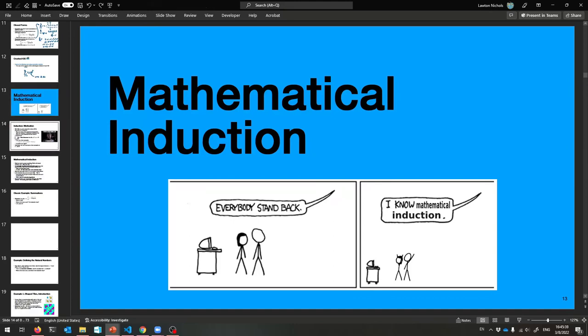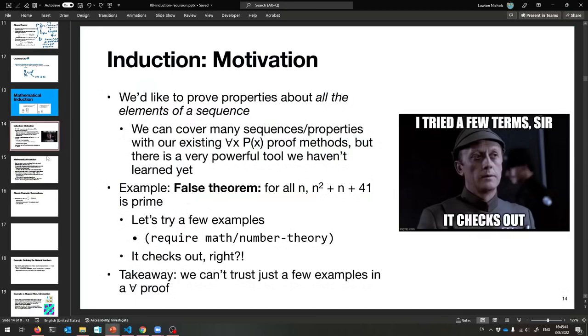The first thing I'd like to do is motivate it, just in general. The goal, we have sequences, we've talked about those. We would like to prove properties about every element of the sequence, like something is true about this sequence. Okay? So we can actually prove a lot of stuff about sequences using our for all proof methods. Like, here's the property that we want to prove. We know how to prove a for all for a lot of ways.